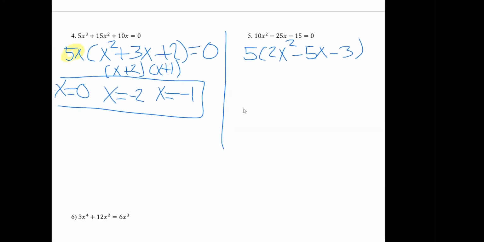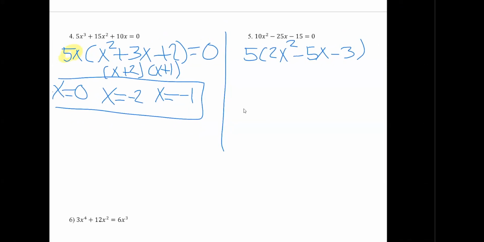So remember that I would basically multiply my A times my C. What multiplies to -6 and adds up to -5? Well, that would be -6 and +1. So I would basically rewrite this.